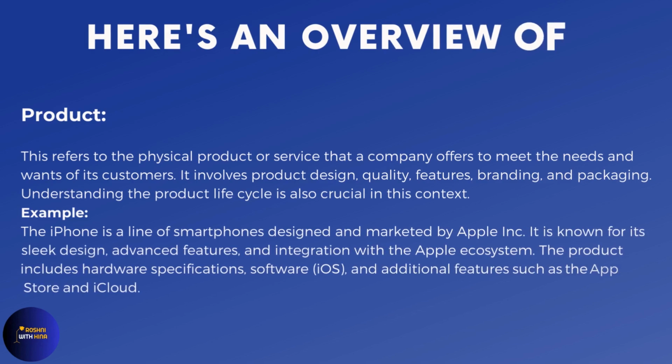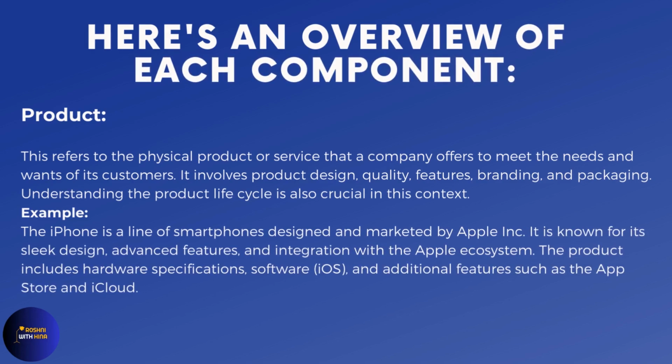Here is an overview of each component. Product: this refers to the physical product or services that a company offers to meet the needs and wants of its customers. It involves product design, quality, features, branding, and packaging. Understanding the product life cycle is also crucial in this context.